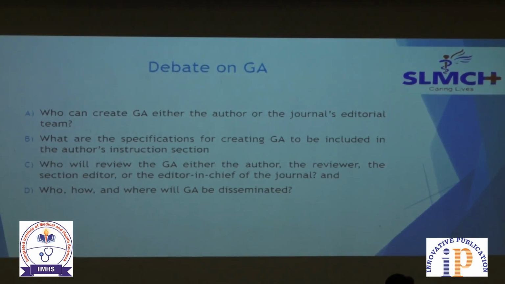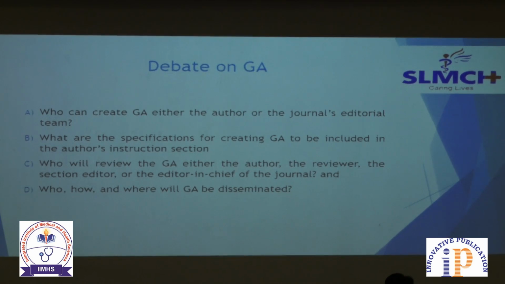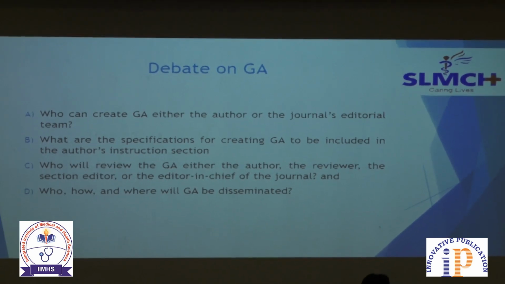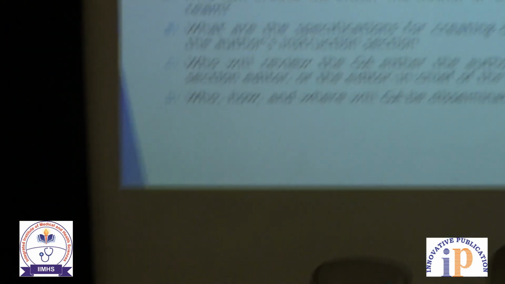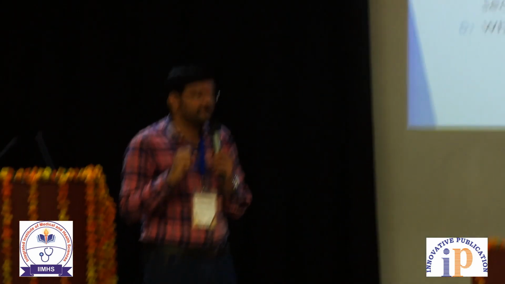The first one, who can create? The author should create. The author and the author team, those 4 or 5 authors, should create the graphical abstract instead of giving it to an editorial team, because the editorial team doesn't know what should be projected there. If I give it to an author, the author knows what all the positive points should be projected. So the author should create a graphical abstract, and the specifications should be clearly given by the editorial board and the journal's editorial team.